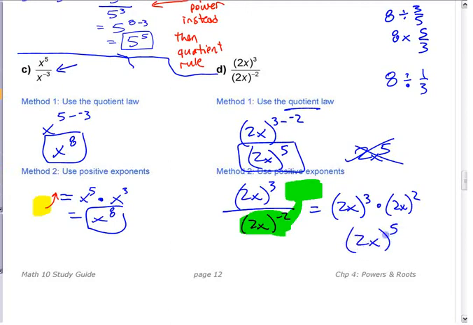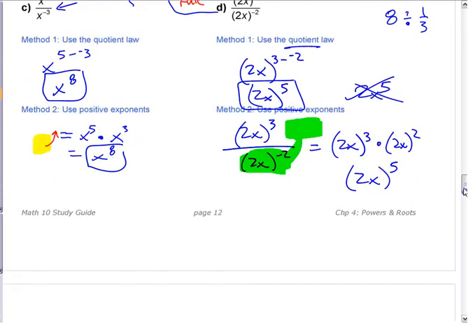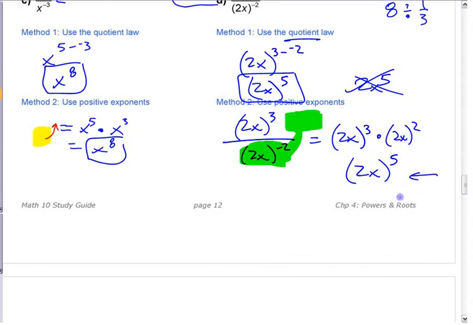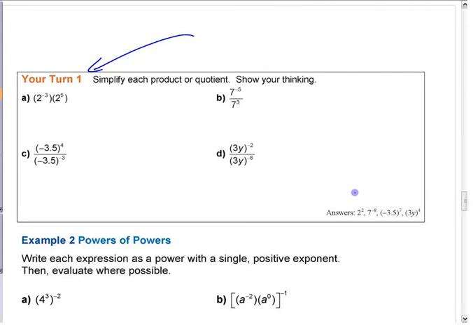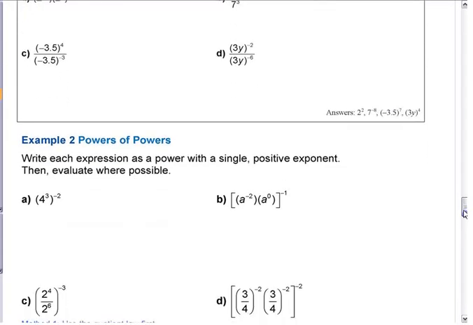2x to the 5. You could work it out if you want to. You learned before that if you actually want to work it out where you get rid of the brackets, 2x to the 5th is actually 2 to the 5th and x to the 5th, it's actually 32x to the 5th, but it's okay if you just stop there, that's fine. There's a your turn question for you to try that's very similar, and of course the answers are there, but just make sure you understand for yourself.